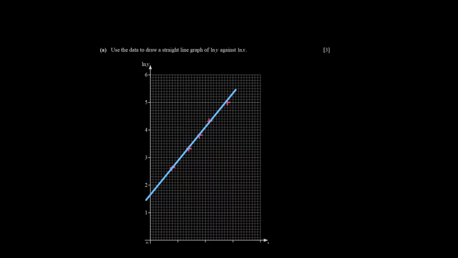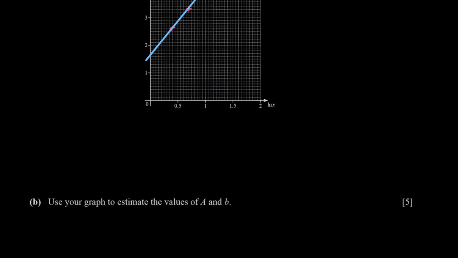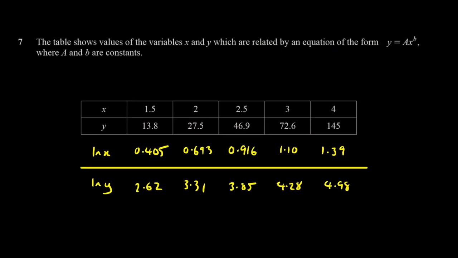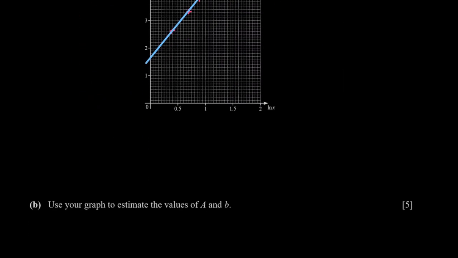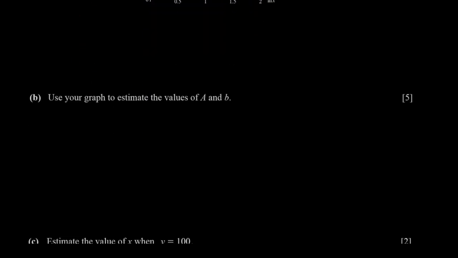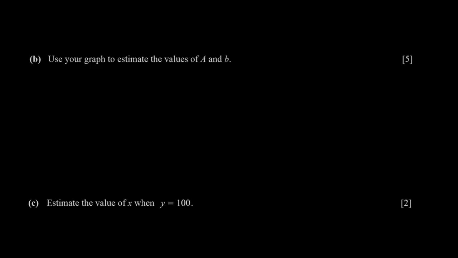Okay, and let's have a look at the next question. I'm going to use our graph to estimate the values of a and b. Well, essentially what we've got to do here is understand this thing, y equals ax to the power of b. So what I'm going to do is go down here and rewrite that out. So y equals ax to the power of b.